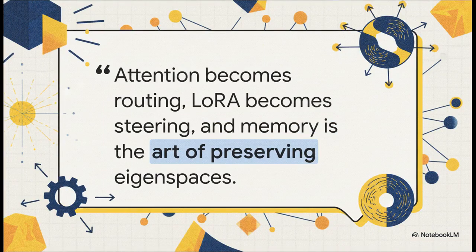And that's the magic, right? When you put on this eigenspace lens, suddenly everything we've talked about just clicks. Attention isn't just attention. It's subspace routing. LoRA isn't a trick. It's directional steering. Distillation is geometric inheritance, and memory becomes this beautiful art of preserving the right internal pathways. It's a single, elegant framework for understanding intelligence. And that is a truly revolutionary way to think about the future of AI.